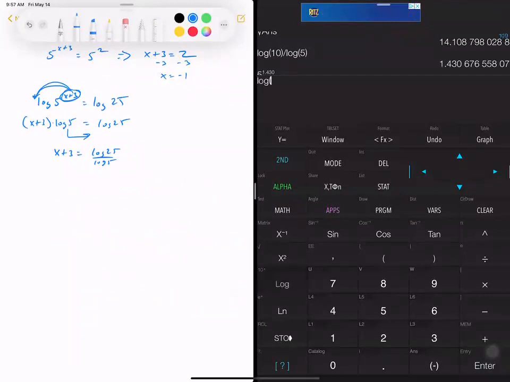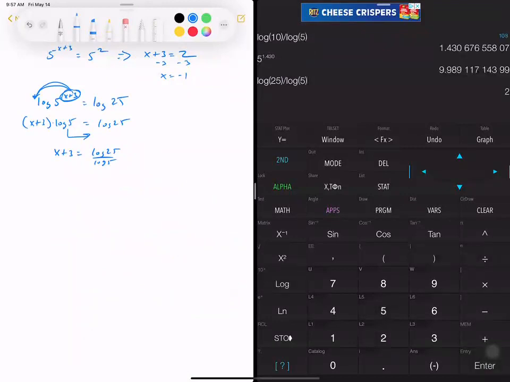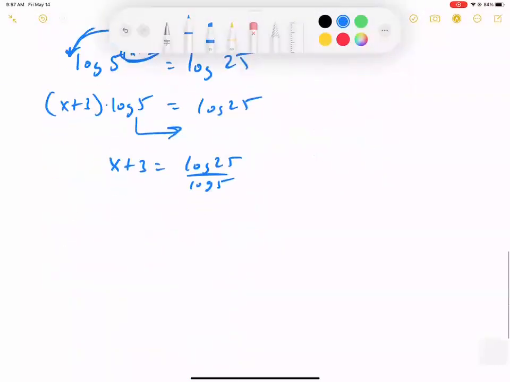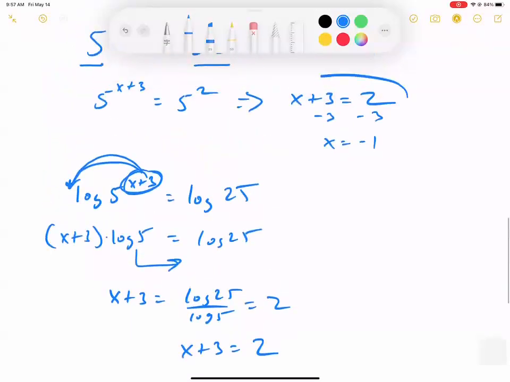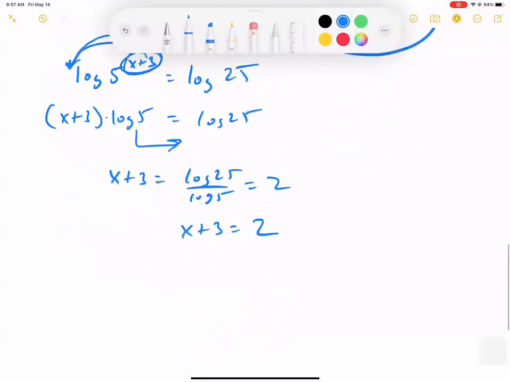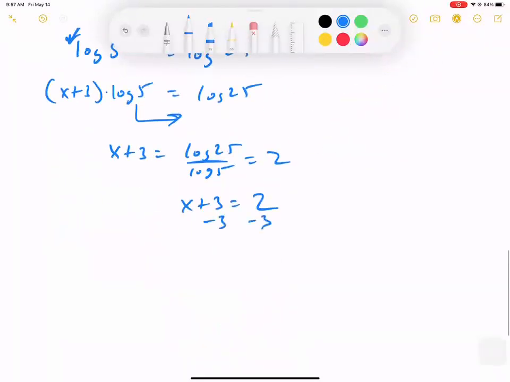So I'm going to type log of 25 divided by log of 5. And you end up with the number 2. Okay, perfect. The number 2. This is equal to 2. x plus 3 is equal to 2. Oh my goodness, that's exactly what we wrote up here. So if we think smarter than harder, definitely. Minus 3 from both sides. x is equal to -1, like our previous answer said.